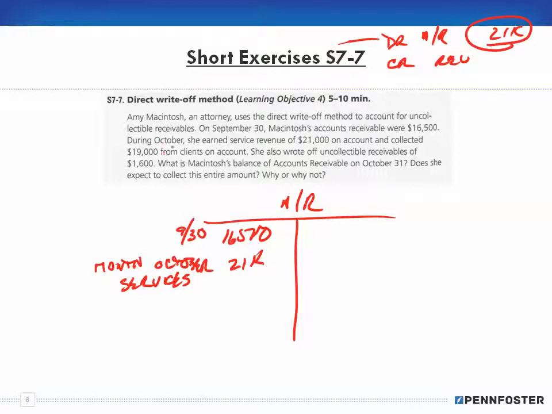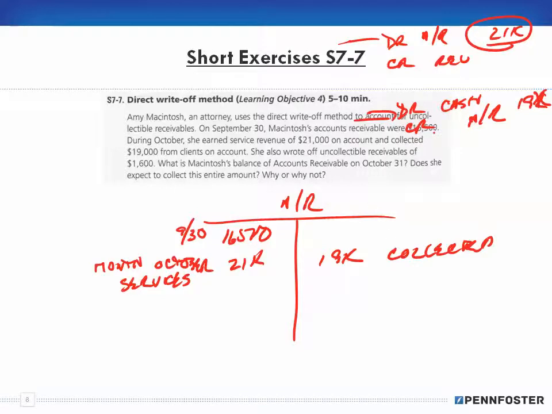Okay, then it says here, and she collected $19,000 from clients on account. Well, when she collects from the clients, in other words, the customer pays off their debt, what does she do? She debits her cash and she credits her accounts receivable, right? And in this case, it was to the amount of $19,000. So if she collected $19,000 on account, that's a credit to my accounts receivable. So when I posted these entries, I'd end up crediting the accounts receivable.